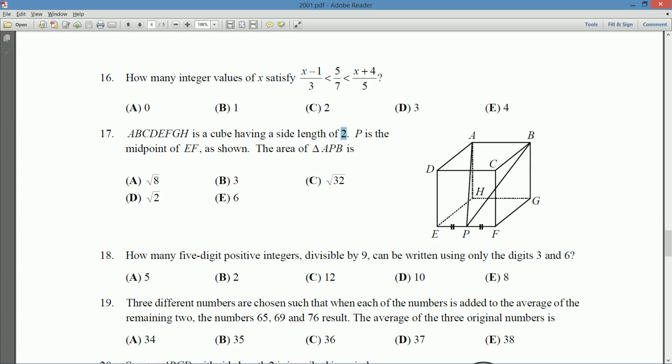P is the midpoint of EF as shown. Well, there it is. It's shown right down there, E, P, F, and these hashed lines mean that they must be equal. The area of triangle APB is, okay, so we got a nice triangle right here, but it's sort of in 3 dimensions, and that's not the easiest thing to work with. We're used to our triangles being flat on a plane, and then there's a variety of techniques.